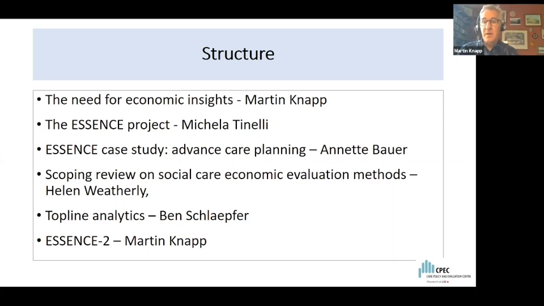Annette is going to highlight one of the case studies that was in Essence on advanced care planning. Helen's going to talk about work she did quite independently, I think funded or supported by NICE, scoping the evidence on social care economic evaluation. And then Ben's going to talk about some analytics from the first phase of Essence, but I think that might be helpful to people more generally in how we use web-based resources, which we're all doing much more now. And then my final bit, I've got one slide, I think, at the end, just to talk about the new project. So next slide, please.